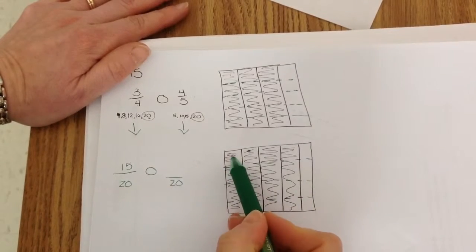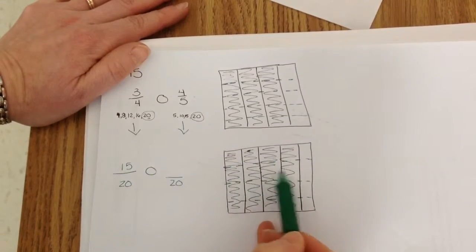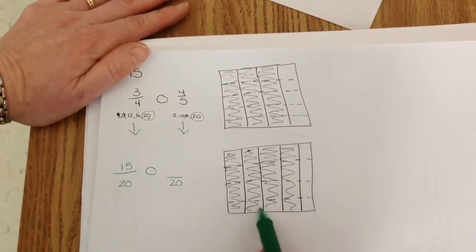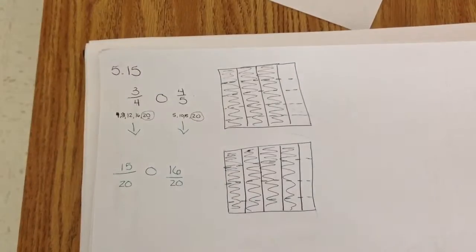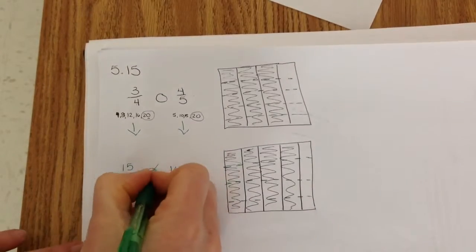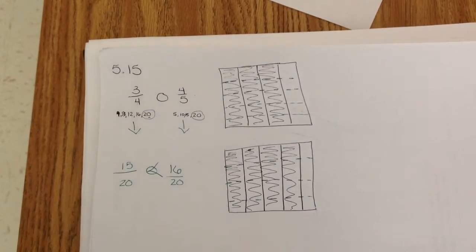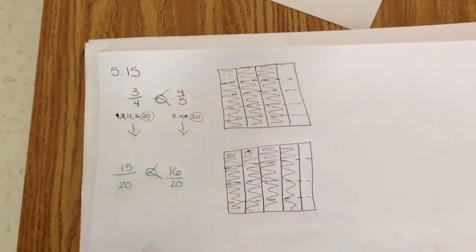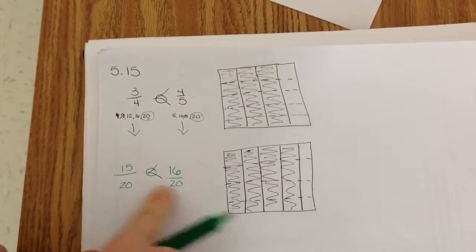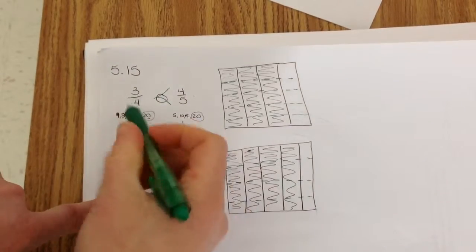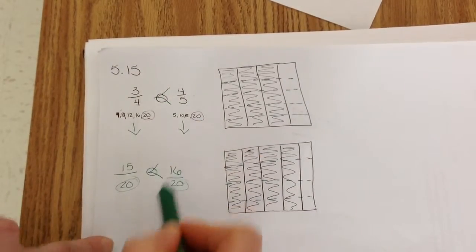How many pieces are shaded? 1, 2, 3, 4, 5, 6, 7, 8, 9, 10, 11, 12, 13, 14, 15, 16. They are awful close, but 16 20ths is obviously bigger. Therefore, 4/5 is bigger than 3/4. Equivalent fraction. We were able to make the same denominator because 4 and 5 have 20 in common.